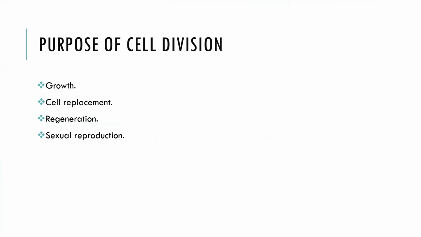So first, what's the purpose of cell division? Why do we have cell division? For growth, we need cell division, right? So for a small baby to grow into a complete adult, we need cells to grow, right?